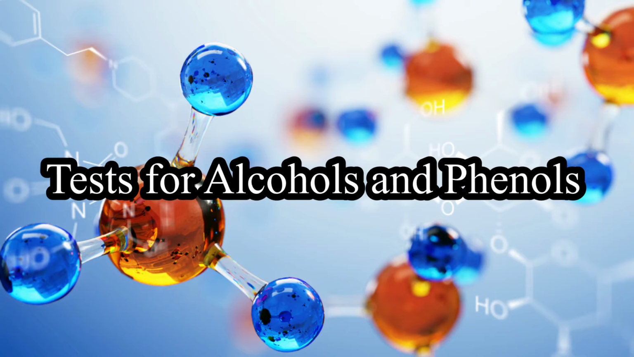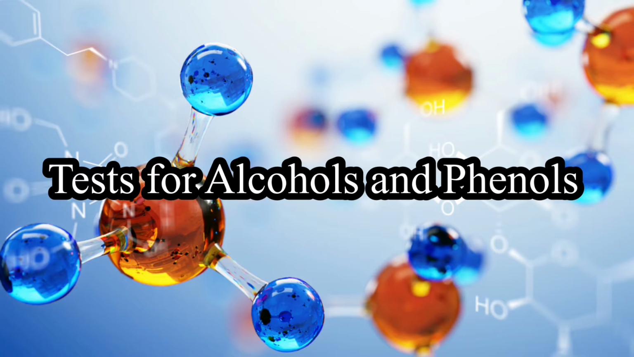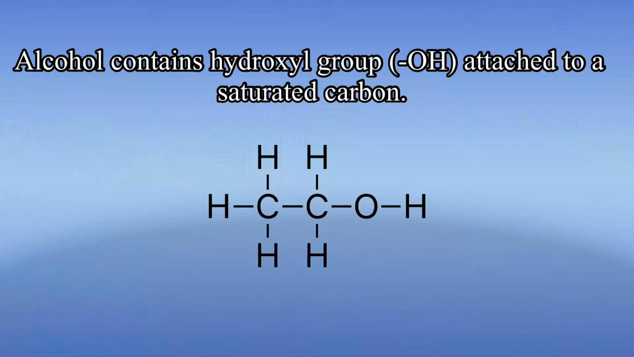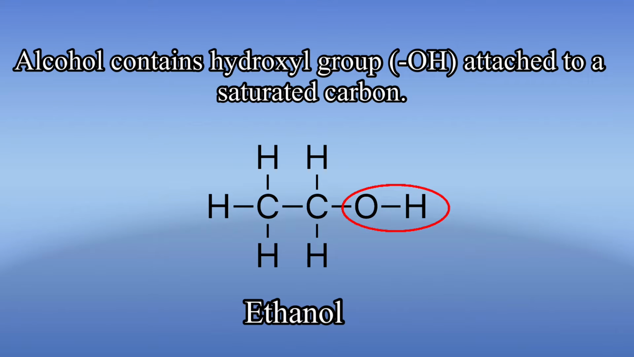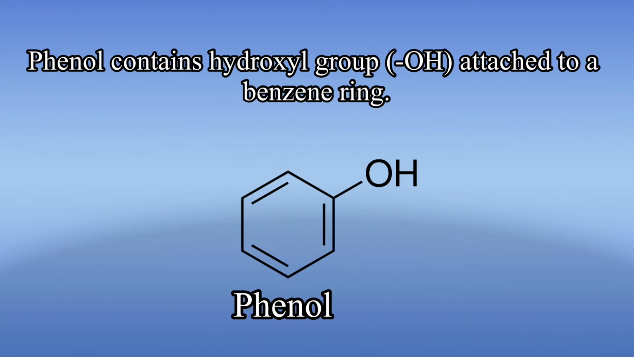The next set of qualitative tests is used to determine the presence of alcoholic and phenolic groups. Alcohols are organic compounds that contain hydroxyl groups attached to a saturated carbon, such as in ethanol, while a phenol has its hydroxyl group attached to a benzene ring.